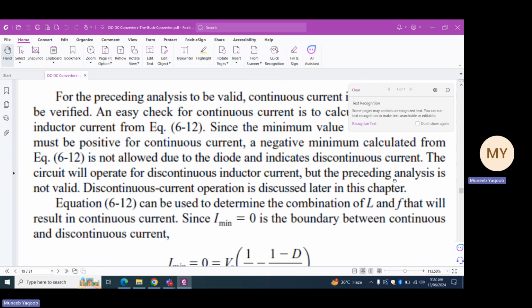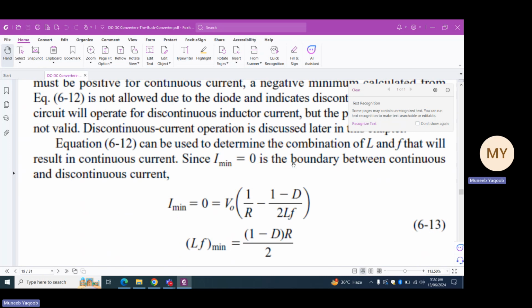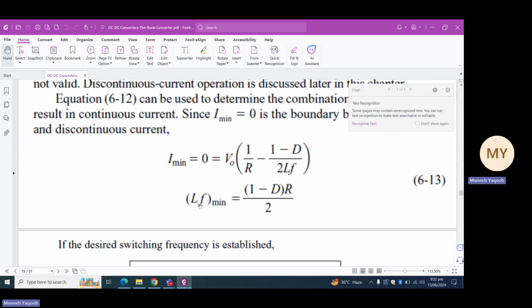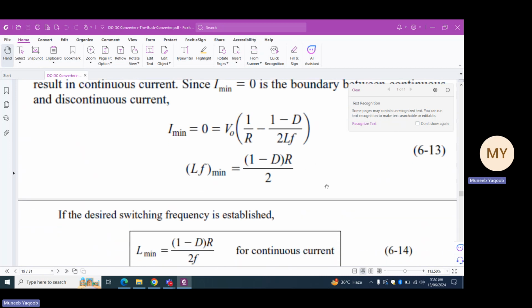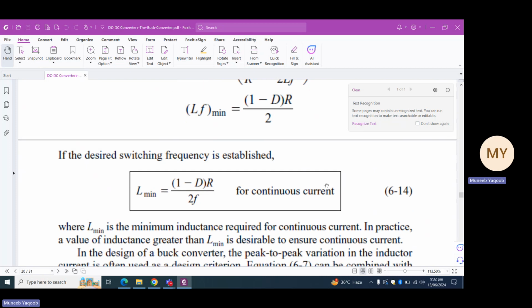Now coming to another fact, that we know that a buck converter is usually operated in its continuous conduction mode. So to meet this condition, we can take I minimum equal to 0. When we do so, we get an expression for the inductor. Now this inductor expression predicts the minimum value of inductance that we can use for a buck converter that is operating in its continuous conduction mode.